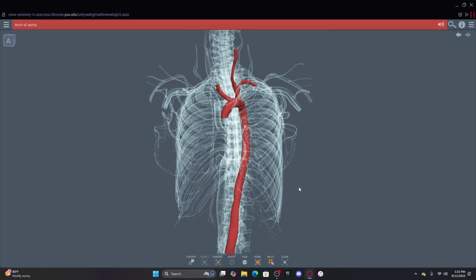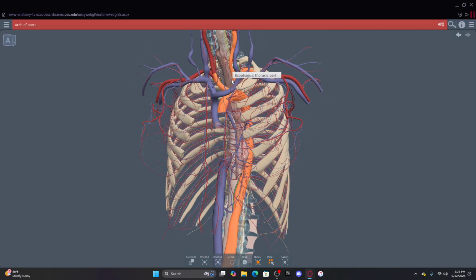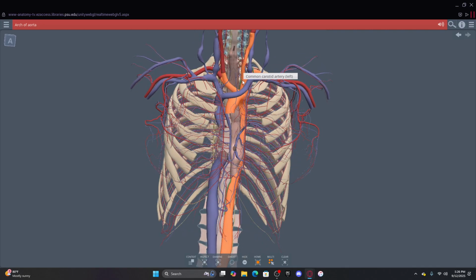And now, one thing about our brachiocephalic trunk: it splits into our right common carotid artery and our right subclavian artery, right? So you have a brachiocephalic trunk, two branches, right common carotid artery and our right subclavian artery. And then the other branches of our aorta are our left common carotid artery and our left subclavian artery.